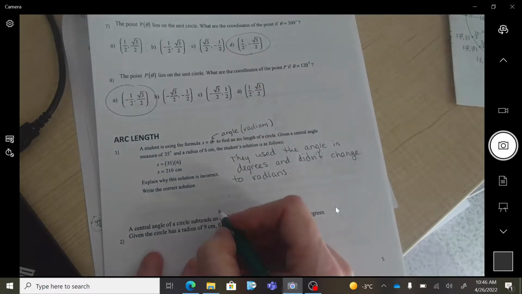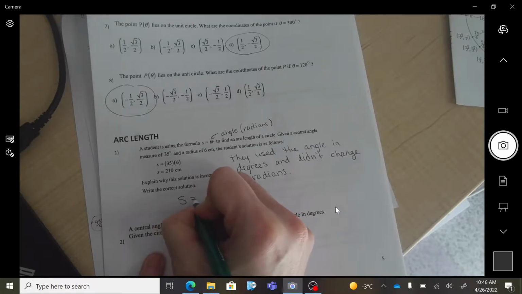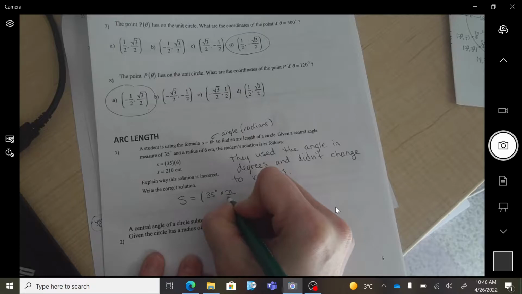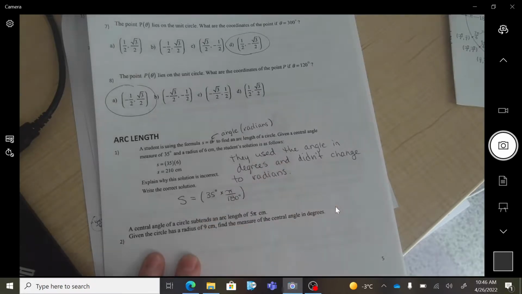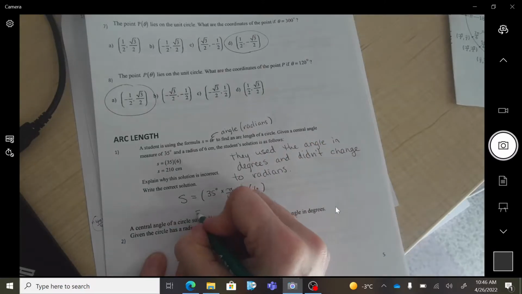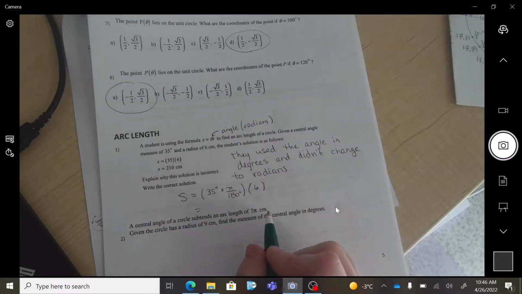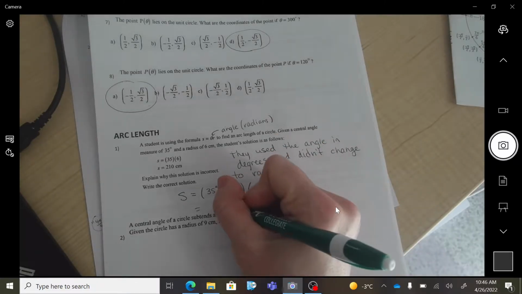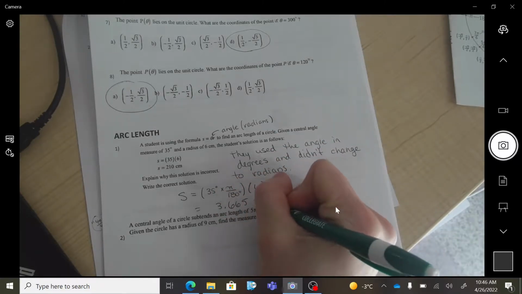So what is the correct answer? Arc length equals 35 degrees times pi over 180. That's the conversion. I'm just going to do it all like that, times 6. So I'm typing this all in one step into my calculator. Okay, so if I type that all in, I get 3.665 centimeters.